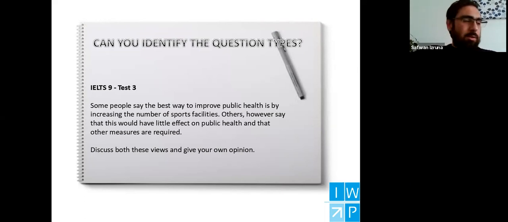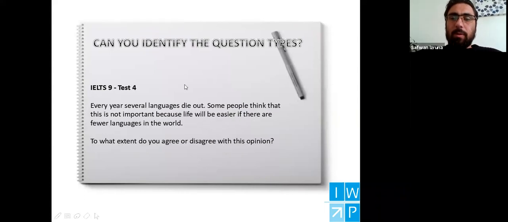Okay, so sentence. Any more answers? So this one is called a discussion and opinion essay question. It's the same for both GT and AT. So this is the same type of question you'll get in both of the exams. Take a look at the next one.